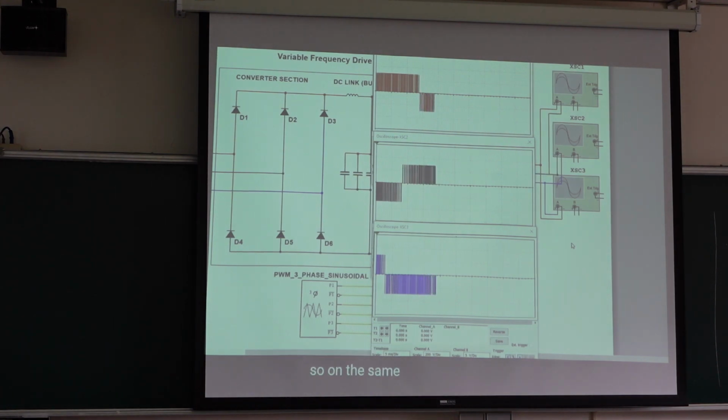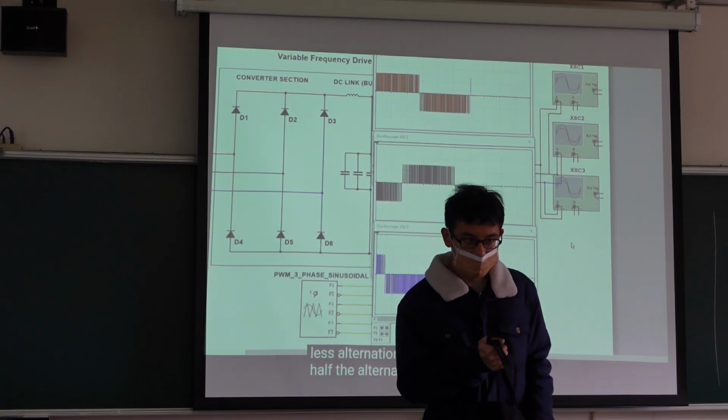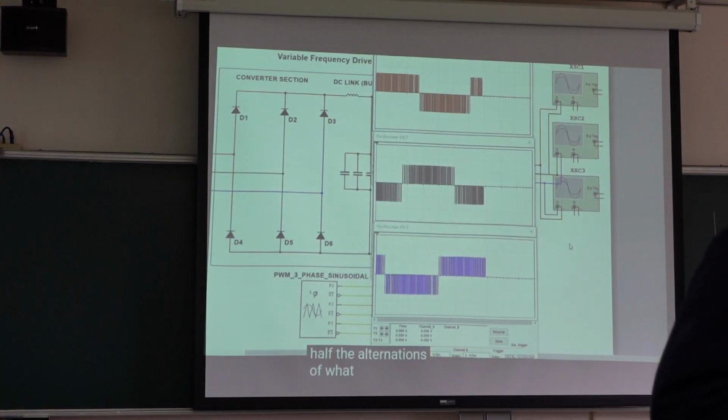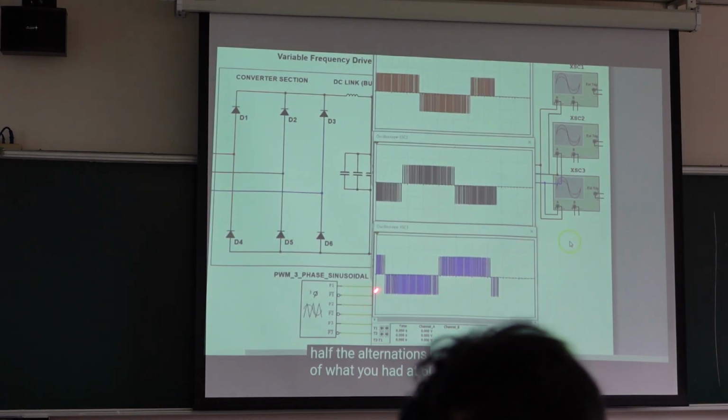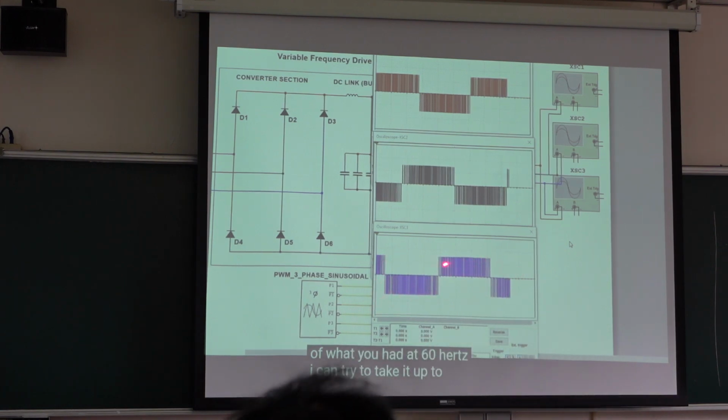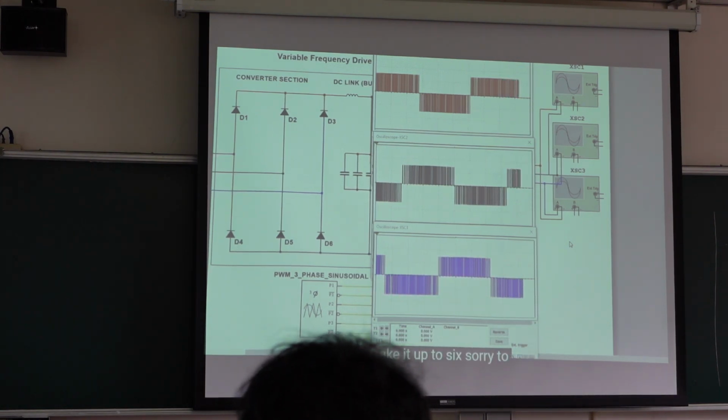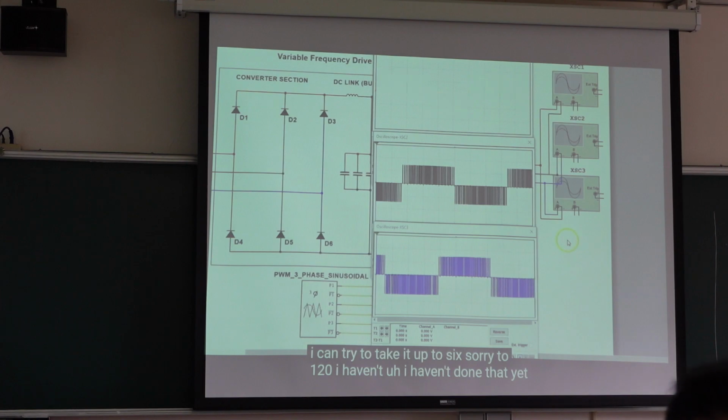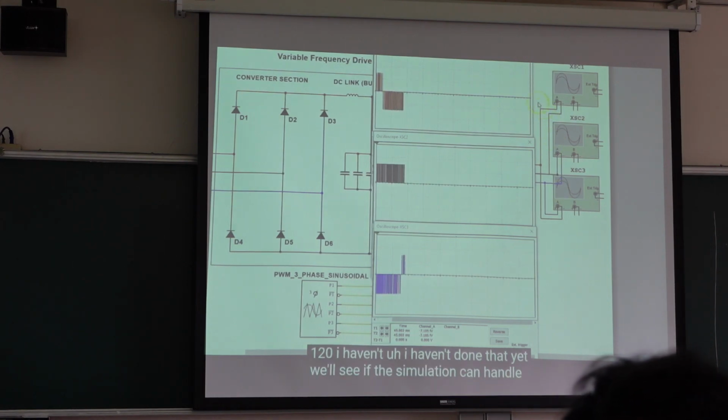So now on the same oscilloscope screen at 30 hertz, you're going to have fewer alternations. You're going to have half the alternations of what you had at 60 hertz. The time interval becomes larger, twice. I can try to take it up to 120. I haven't done that yet. We'll see if the simulation can handle it.